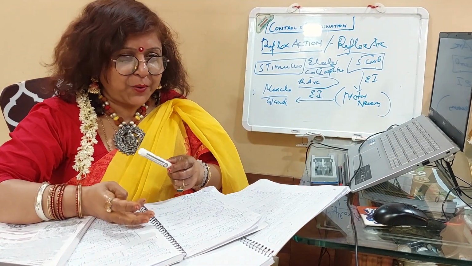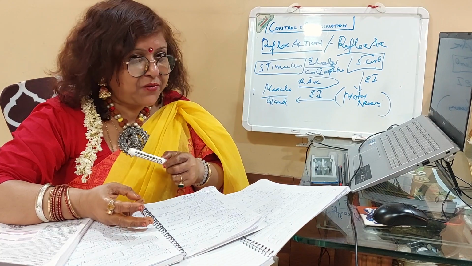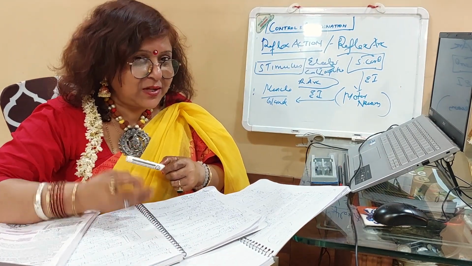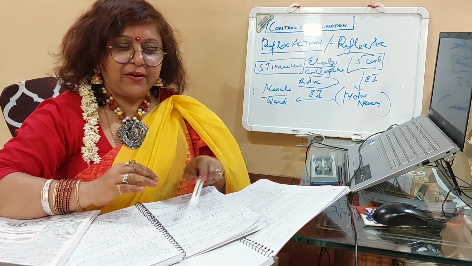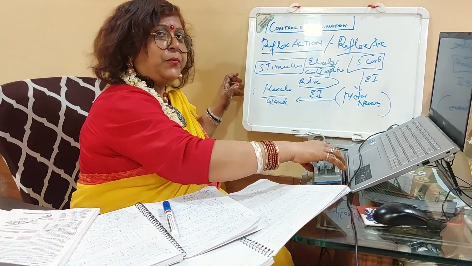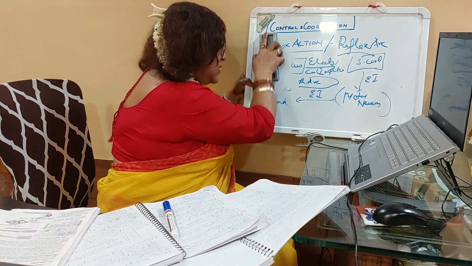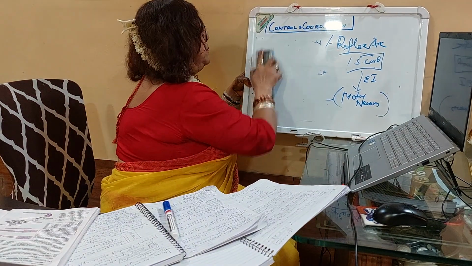So till now, I hope the neuron, structure of neuron, function of neuron, types of neuron, what is nervous impulse, then what is reflex action, and what is reflex arc is clear. Okay, this much. Now we come to the last part of this video, that is the brain.